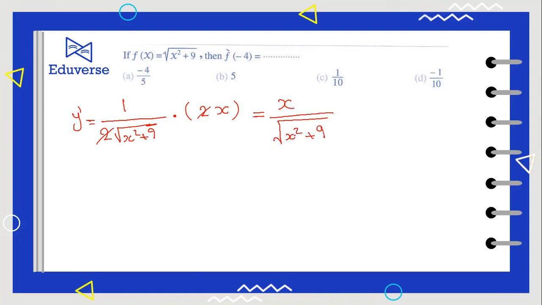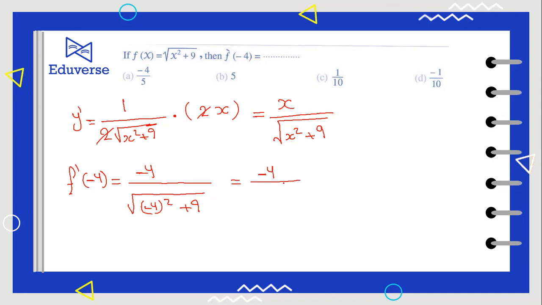That's the derivative. I want to find the value of this derivative when x equals negative 4. Put x equal negative 4: negative 4 over root of negative 4 all to the power 2 plus 9. Negative 4 squared is 16. 16 plus 9 is 25. It will be negative 4 over 5. That's the answer.